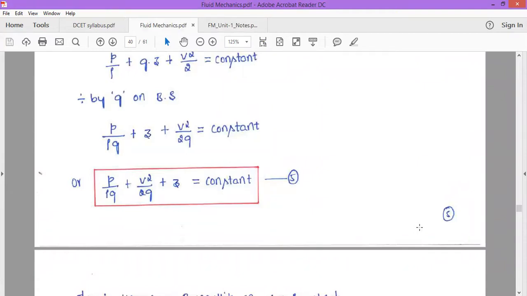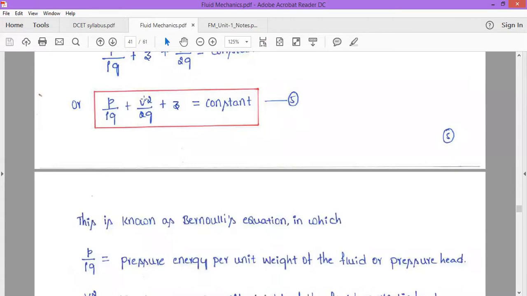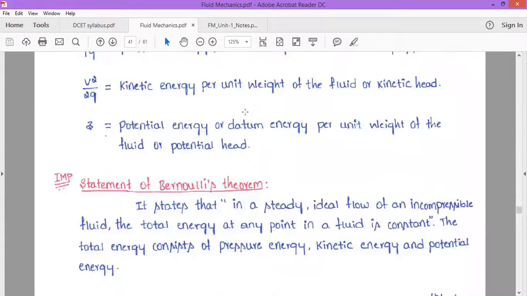And this total energy consists of three different parts of energies, that is pressure energy, velocity or kinetic energy, and datum energy. This P by rho g represents the pressure energy per unit weight of the fluid, or we can call this pressure head. V square by 2g is the kinetic energy per unit weight of the fluid, or the kinetic head, and Z is the datum or potential energy per unit weight of the fluid. If we add all these three energy components, then that value must be a constant, right?